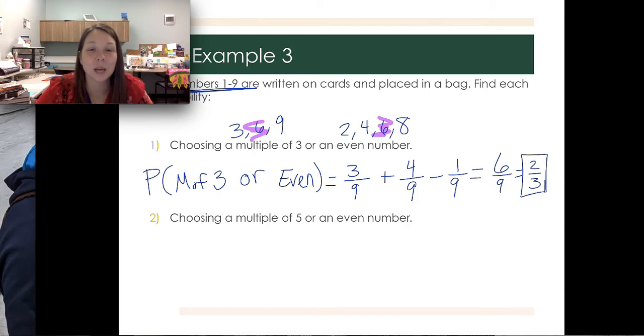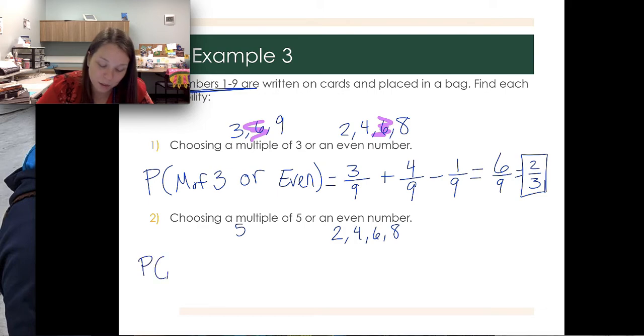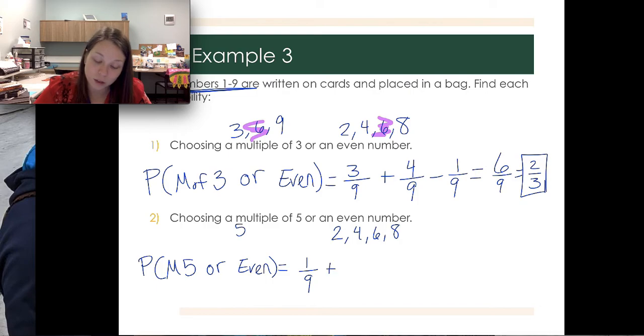Next one, choosing a multiple of 5 or an even number. Multiples of 5 are just 5 if we're looking at numbers 1 through 9, because 10 isn't included. And then again, our even numbers are 2, 4, 6, and 8. So finding the probability that a number is a multiple of 5 or even, well, there was only one multiple of 5, so that's 1/9. Plus our even numbers, there's 4 of those, so plus 4/9. A multiple of 5 is not also even, there's no overlap, so we don't have to subtract anything. And that gives us 5 over 9.